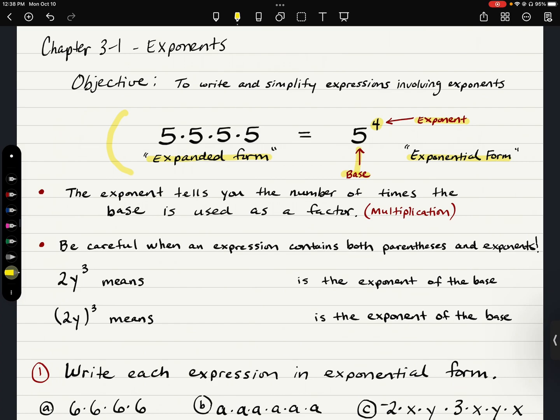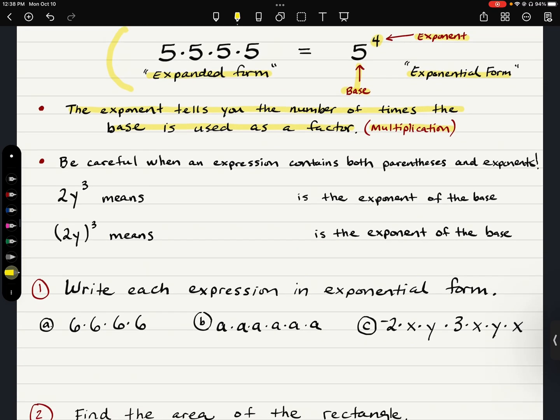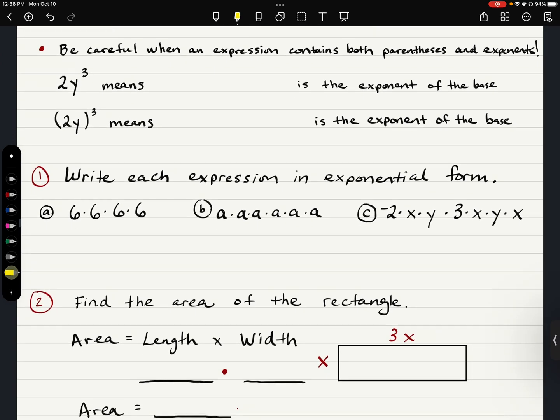Some things to remember about exponents. Okay, so the exponent tells you the number of times the base is used as a factor. So just a reminder that we are using multiplication. And when we have parentheses and exponents, we have to be extra careful. So let's look here at this one.